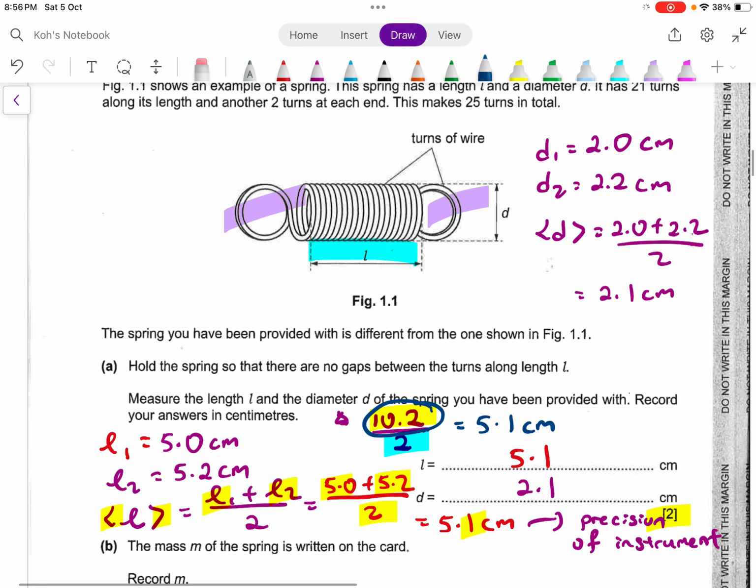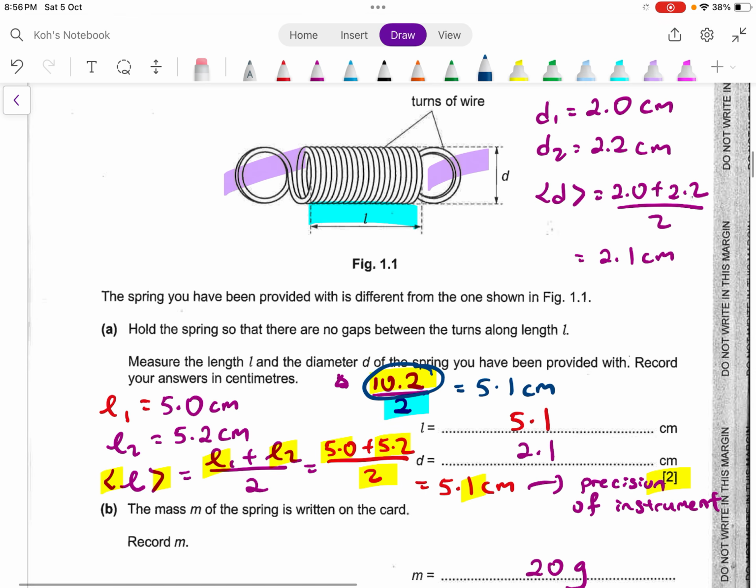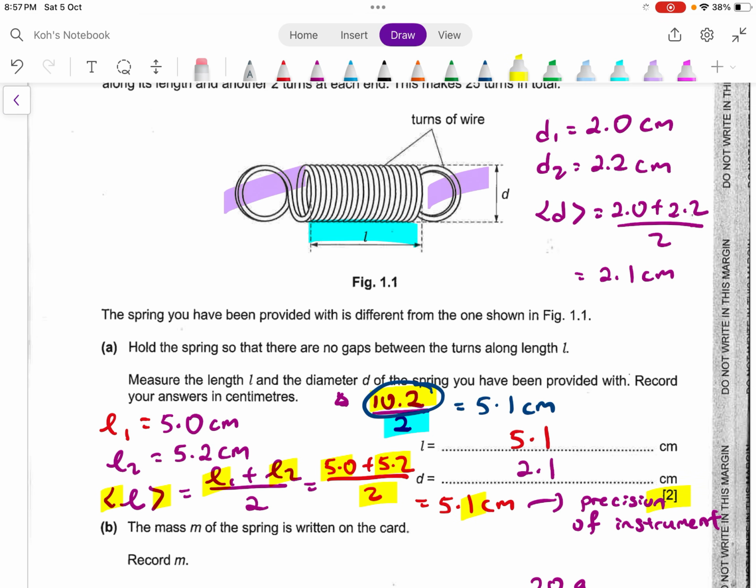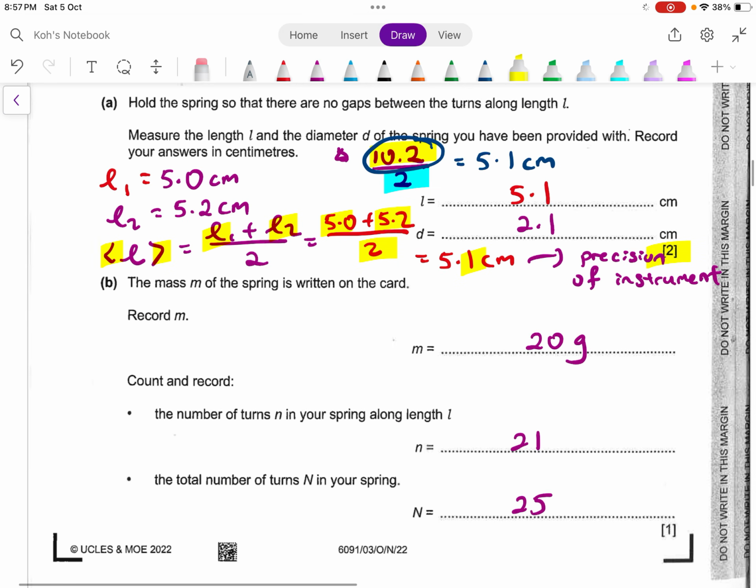Likewise, for D1, I also put 2.0, just a hypothetical situation. D2 is 2.2, then you get the average, so it's about 2.1 centimeter. So this is using the 30 centimeter ruler to measure both your L and D, which is a bit weird because for D we normally don't use a 30 centimeter ruler. The next part is this. We are given a card with a number, which is the mass of the spring, about 20 gram, for example.